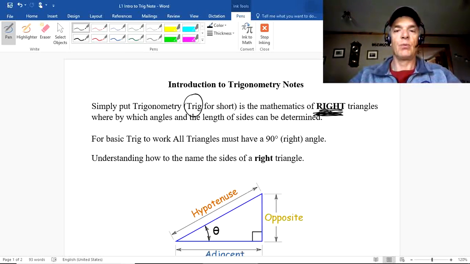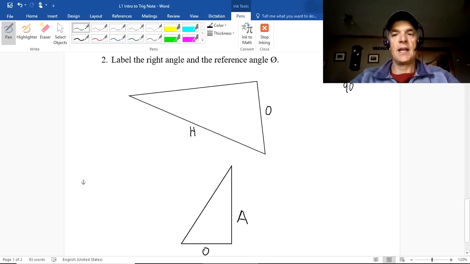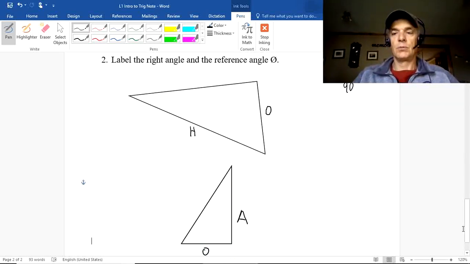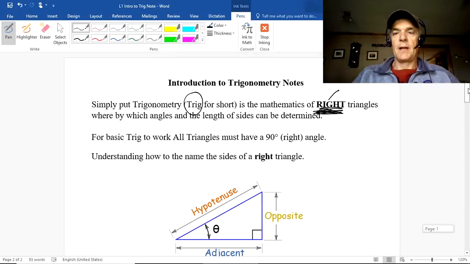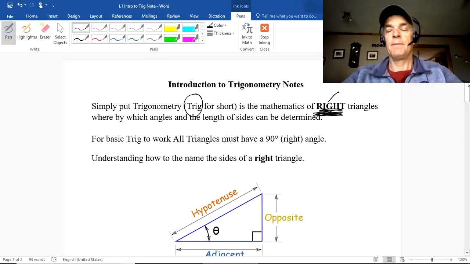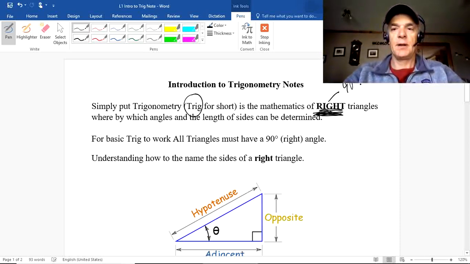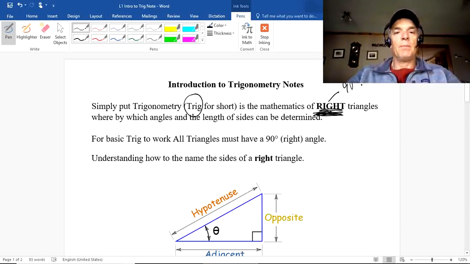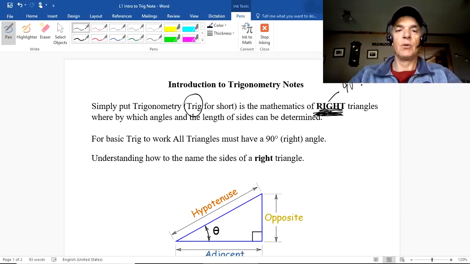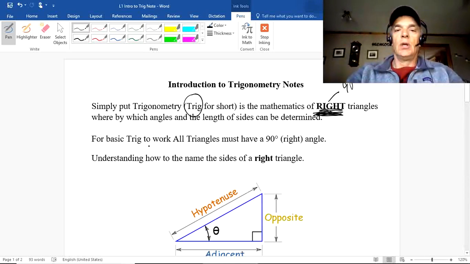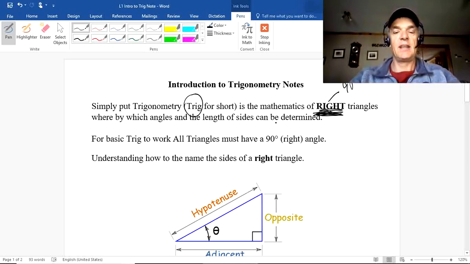Most of you are probably familiar with what a right triangle means, but essentially a right triangle is a 90-degree triangle. My screen jumped on me there, so I'm going to jump back up here and hopefully it doesn't do that again. We're finding the lengths of the sides of the right triangle and all the other angles. Of course, we know one angle is going to be 90 degrees. So for basic trig to work, the triangle must have a 90-degree angle. We cannot use this with just any size triangle.